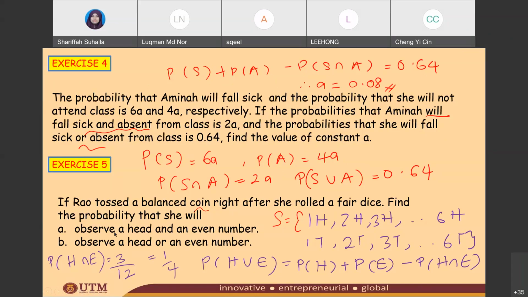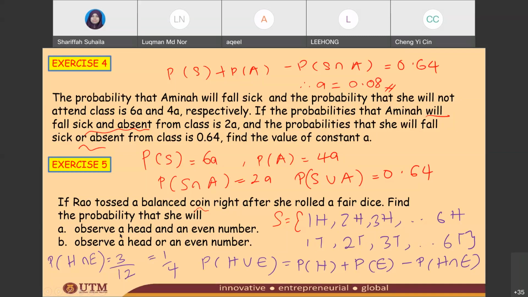Okay, this one is also the same, Exercise 5. So there are two events. We have a coin, after she rolls a fair dice. So find the probability that she will observe a head and an even number. First, list all possible outcomes. Say we have a dice, 1, 2, 3 up to 6. So either 1 with head, 2 with head, 3 with head, or 6 with head, or 1 with tail, 2 with tail, and so on.